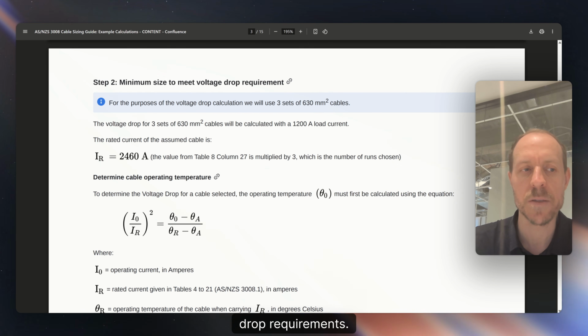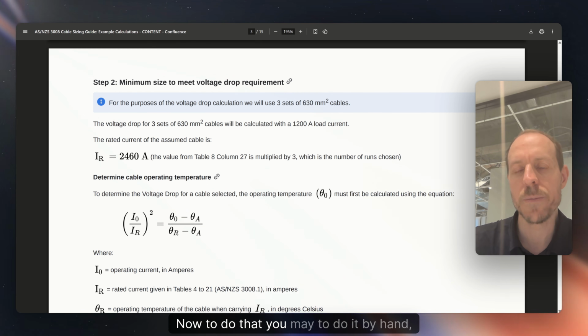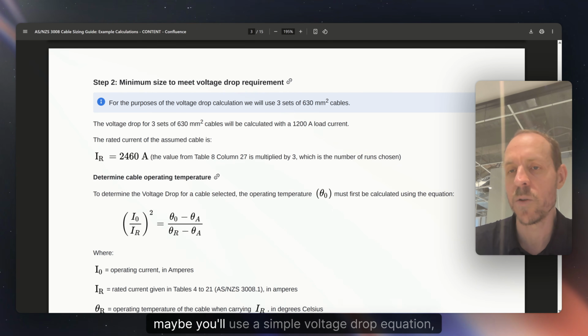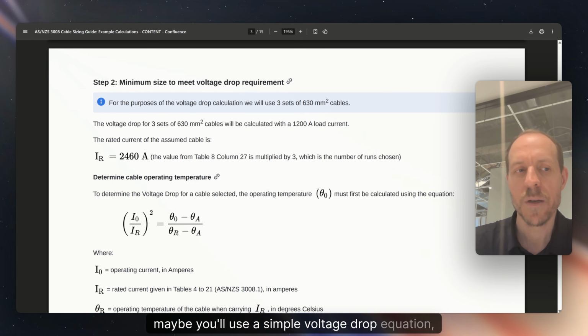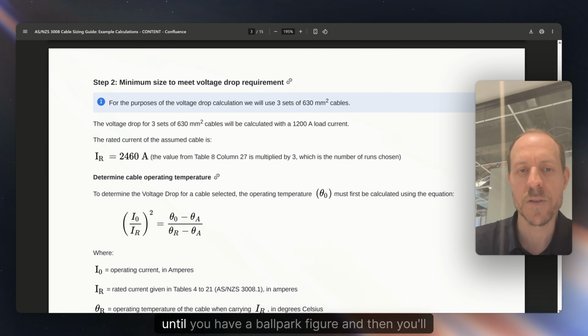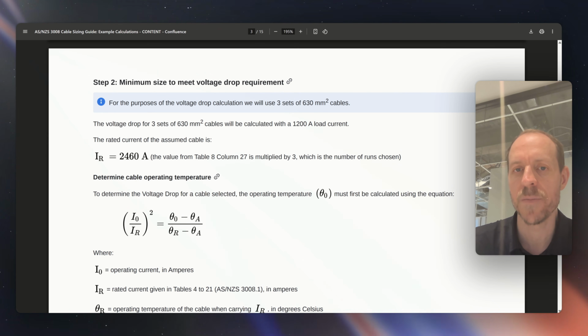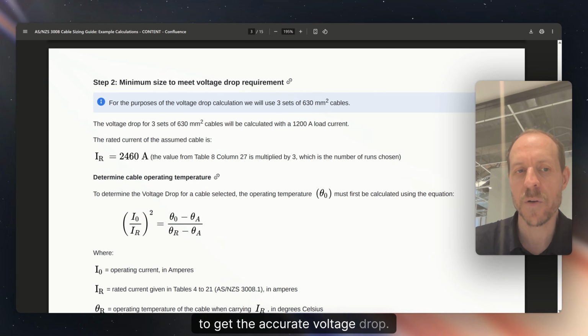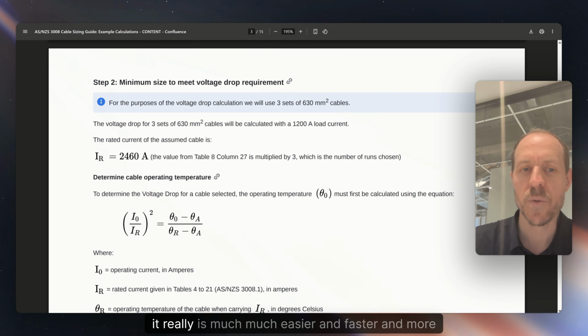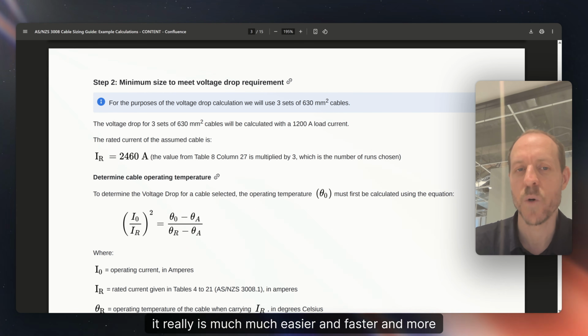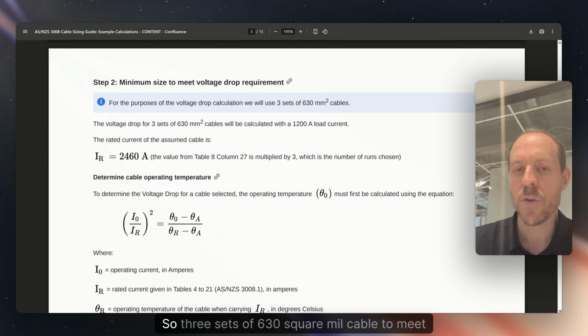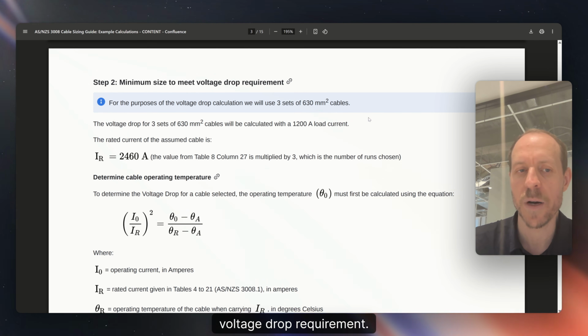But in reality, you would need to try different sizes until you arrive at the size that also meets the voltage drop requirements. To do it by hand, maybe you'll use a simple voltage drop equation until you have a ballpark figure, and then you'll use the accurate equation to get the accurate voltage drop. But it really is much, much easier and faster and more accurate to use software, but I'm showing you how to do it by hand. So 3 sets of 630 square mil cable to meet voltage drop requirement.